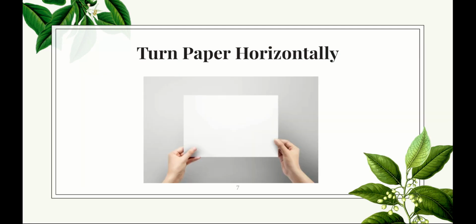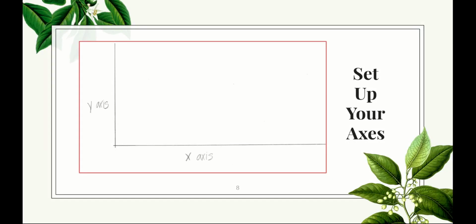Once you have your supplies, take your graph paper and turn it sideways or horizontally. Take your ruler and neatly draw 2 lines. Your x-axis will go side to side. Your y-axis will go up and down. And notice they do meet in the corner.